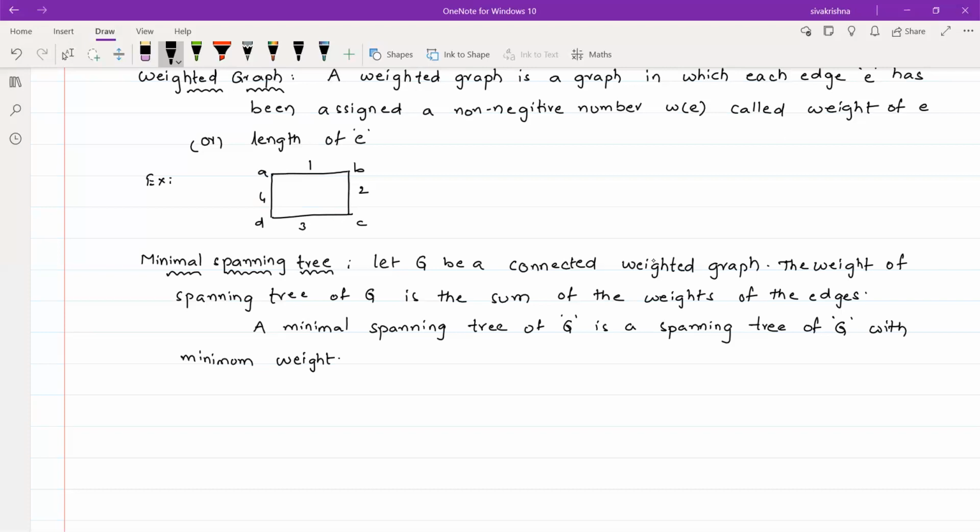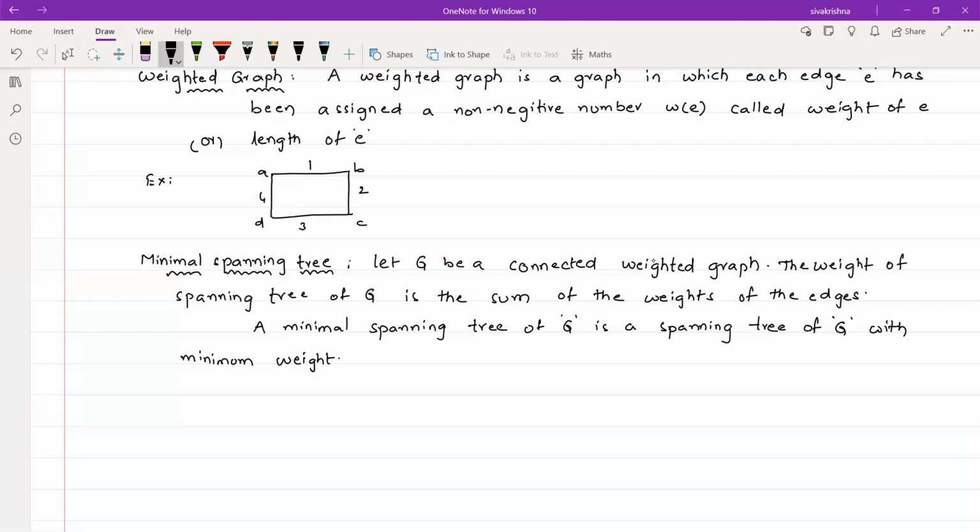So why? Because I am saying that is a minimal spanning tree means if you add all the weights of the edges, we get 1 plus 2 plus 3, that is 6. That is one spanning tree. Suppose if you remove the edge BC, then also we get a spanning tree with weight 8. Okay, similarly if you remove the edge 1, then also we get a spanning tree with weight 9.